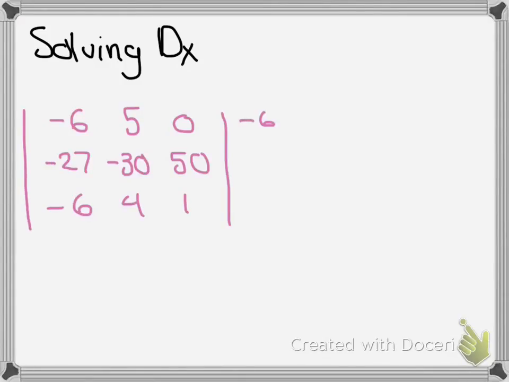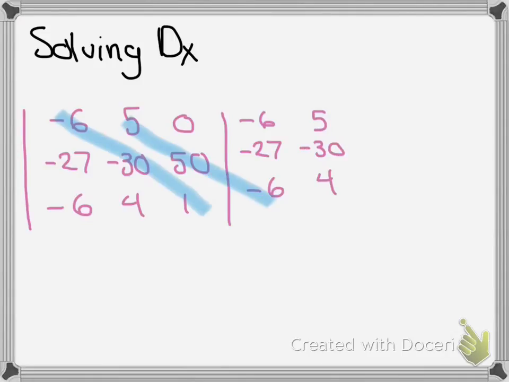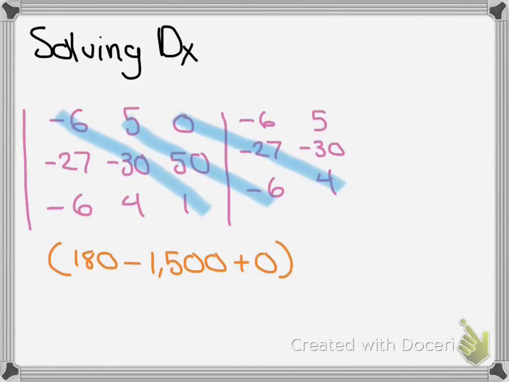The next one that we have to solve is d sub x. Once again, we have to rewrite the equation, and then we have to copy the first two columns on the right. In blue, the majors are highlighted. So -6 times -30 times 1 is 180, and then 5 times 50 times -6 is negative 1,500. Then 0 times negative 27 times 4 equals 0.